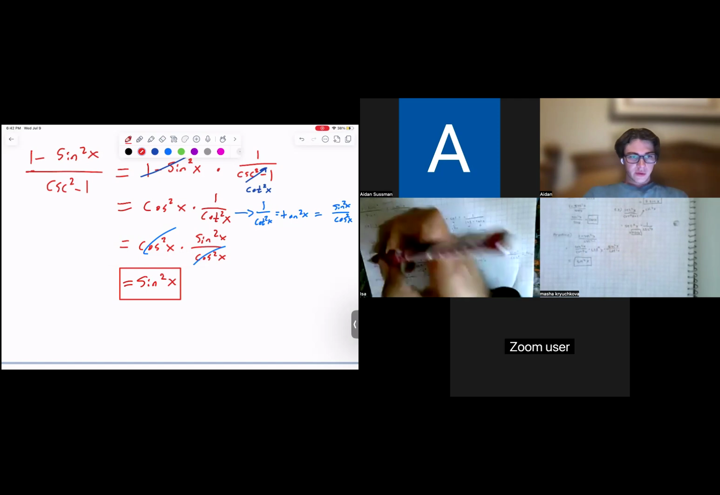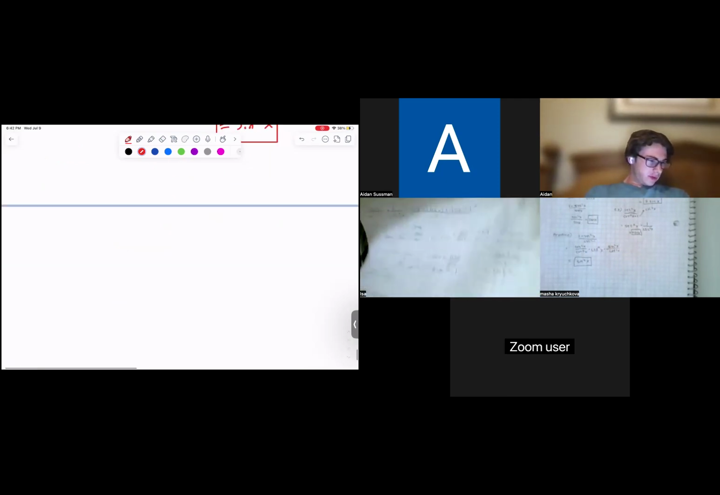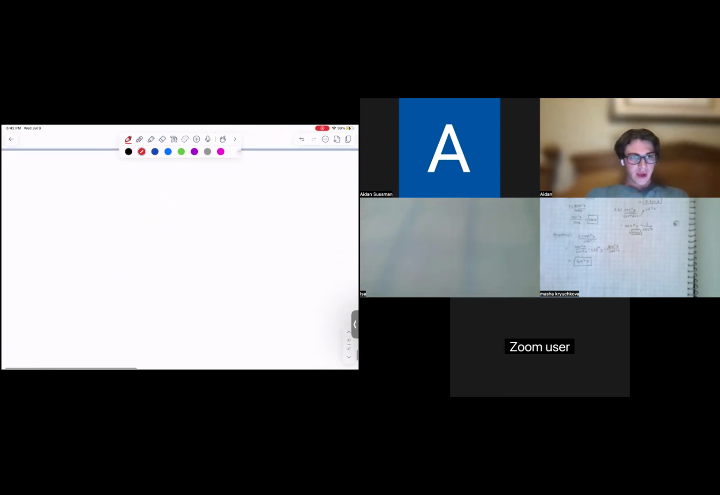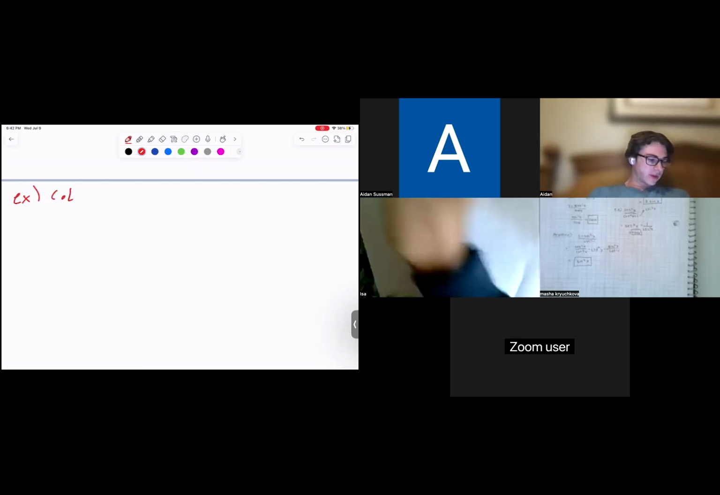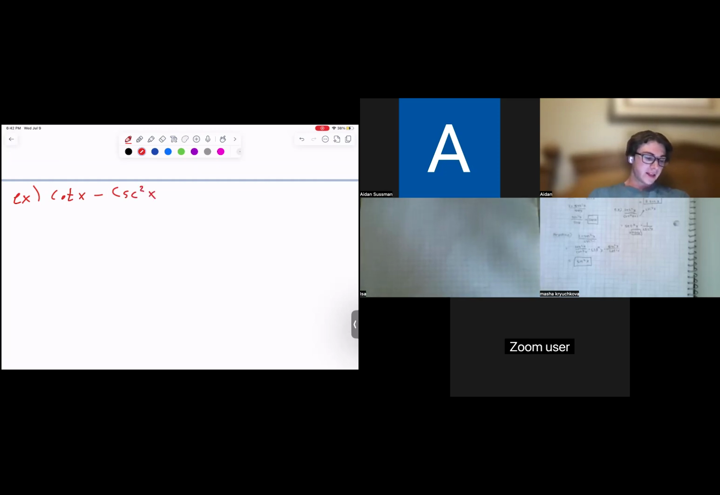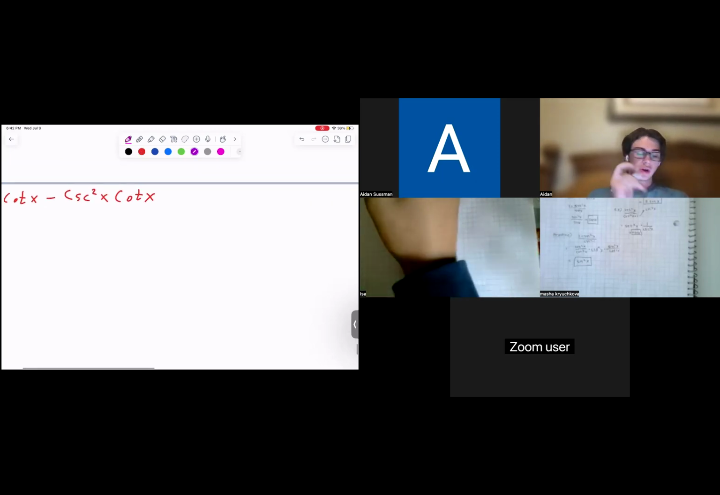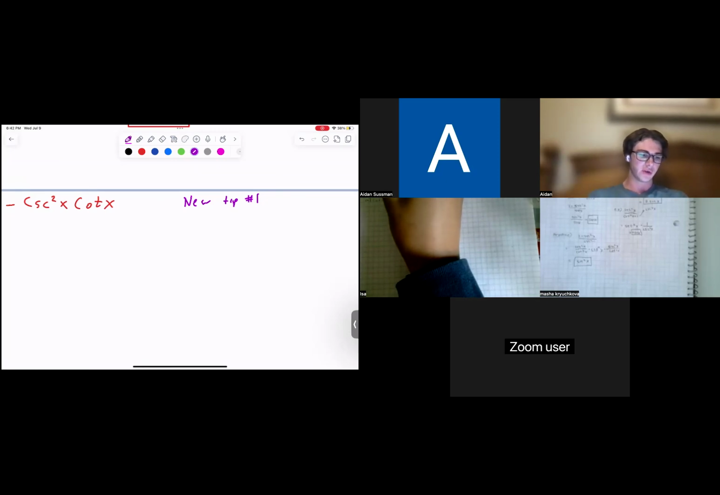Let's do some more examples then. Let's do this example. We have cotangent of x minus cosecant squared of x times cotangent of x. All right, we're going to learn about a new tip. This is my new number one tip. Okay, so this is new tip number one. It's going to replace our old number one tip. You're always going to do this first.